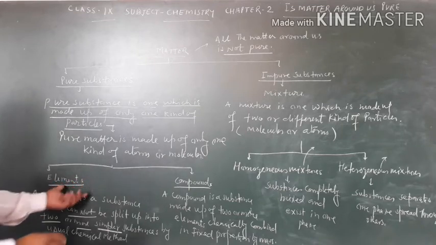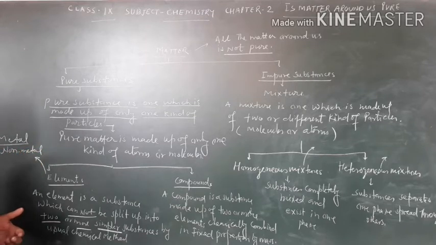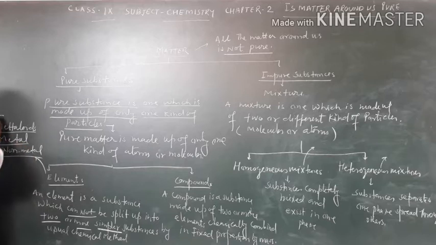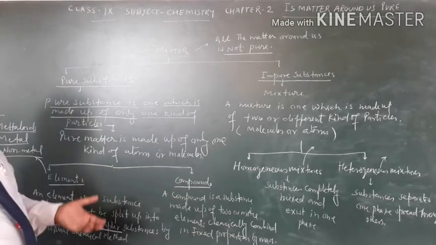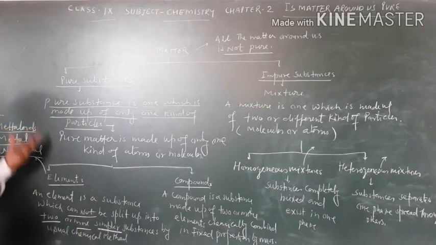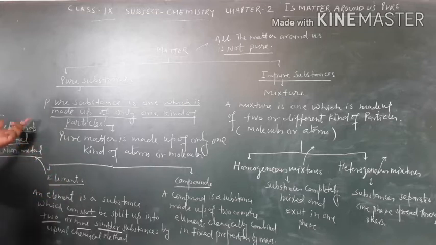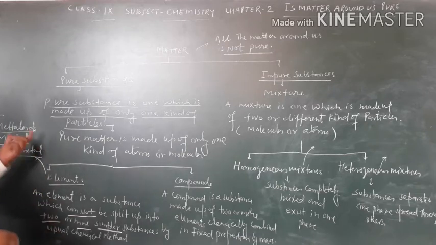These elements are metals, non-metals and metalloids. As you know, all three you have learned in the previous class. So metalloid, metal and non-metal are the parts of elements. Examples of metals: sodium, potassium. Non-metals: hydrogen, oxygen, nitrogen. Metalloids: silicon, germanium.